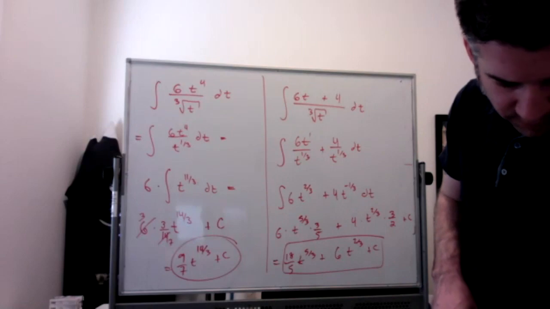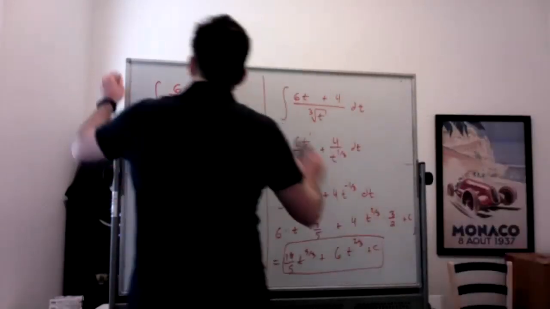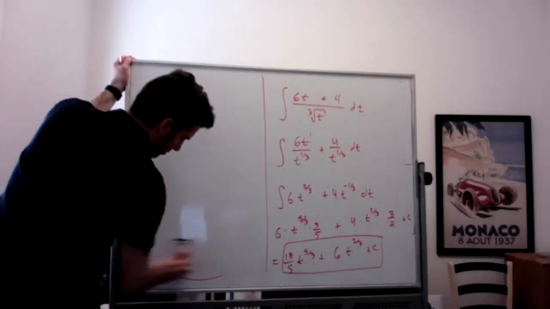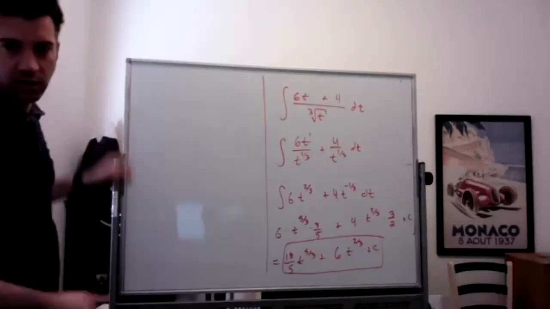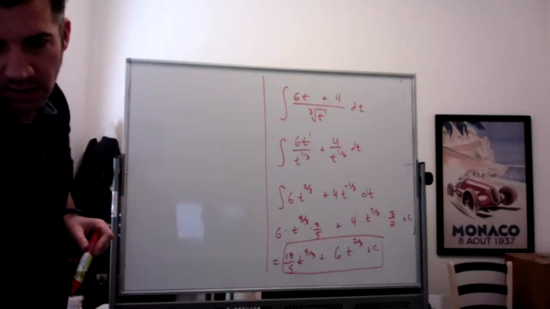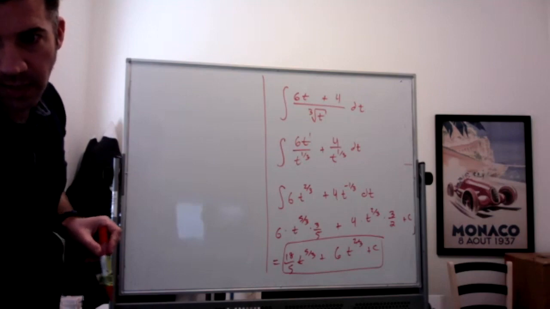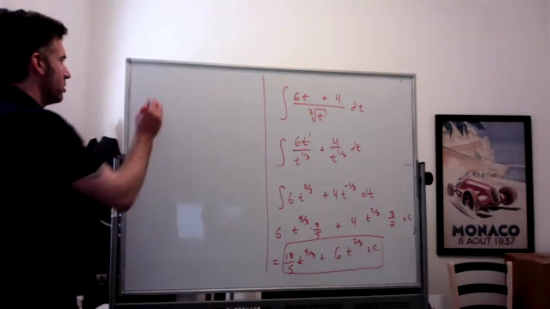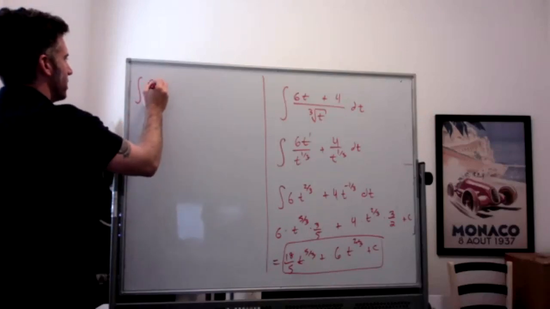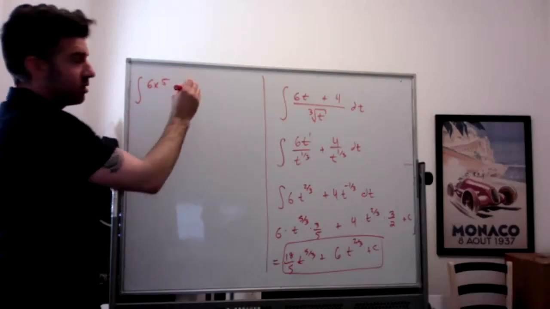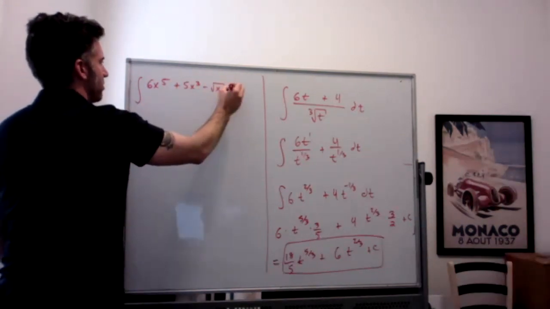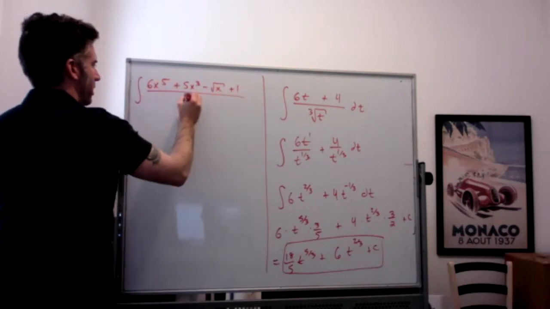Let's do another one. Let's say we want to do the integral of 6x to the 5th plus 5x cubed minus the square root of x plus 1, all over x squared.